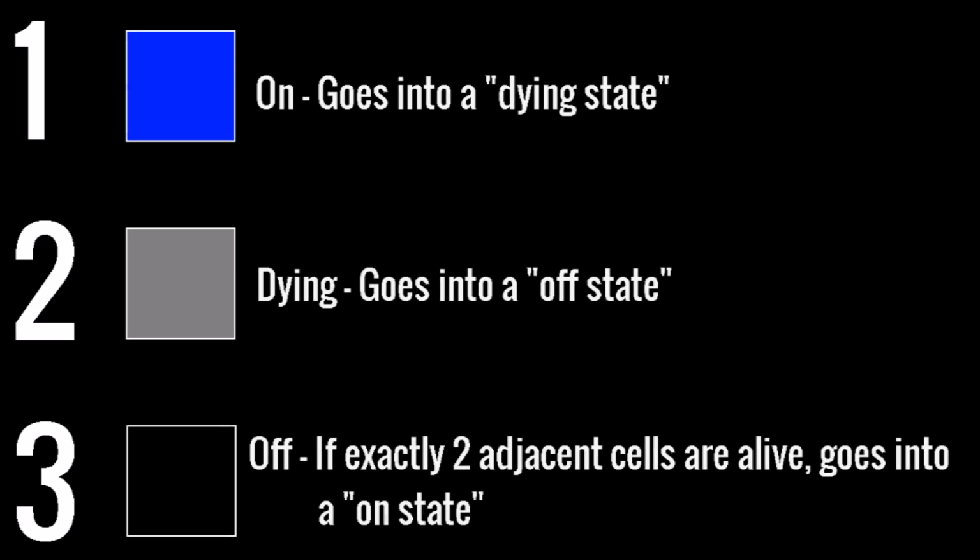As per usual, the world is a grid of cells, and each one of these cells can be one of three states: on, dying, and off. For each step of the simulation, on cells go into a dying state, dying cells go into an off state, and off cells go into an on state if exactly two of its neighbours are on cells. So let's go ahead and begin.